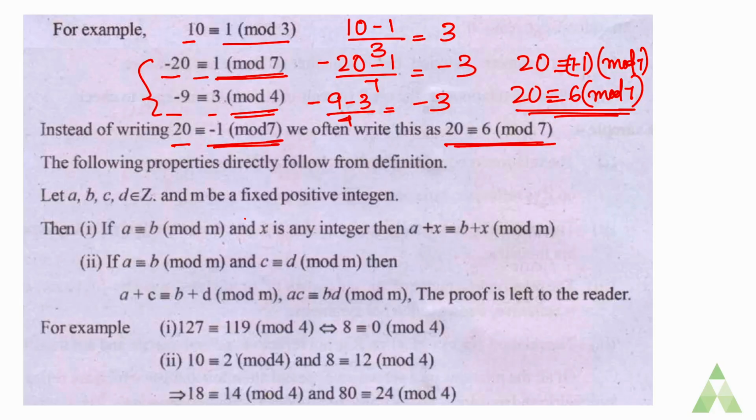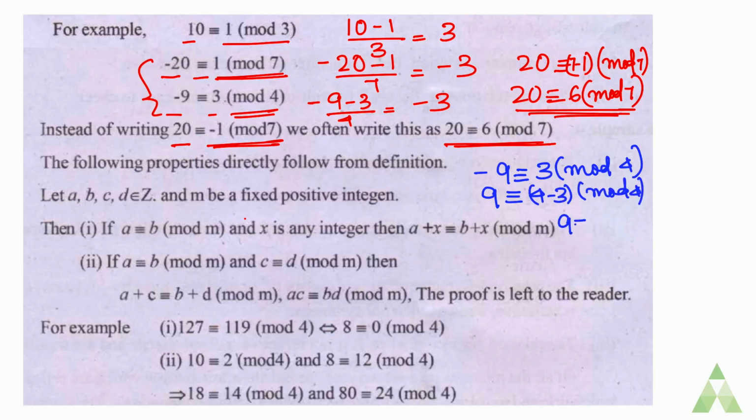We can also write in this way. So minus 9 equivalent to 3 modulo 4. We can write this as 9 equivalent to 4 minus 3 mod 4, or 9 equivalent to 1 mod 4. So in this case, 9 minus 1 equals 8, and 8 is also divisible by 4. And in the previous case, 20 minus 6 is 14, and 14 is divisible by 7.